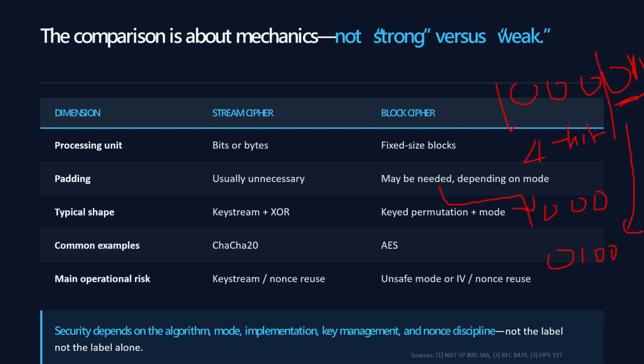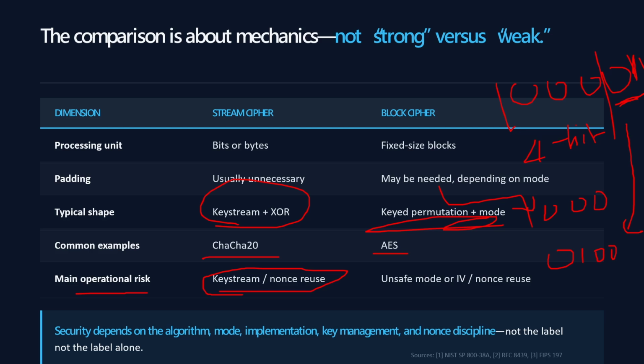And next one is the shape. The key stream plus XOR is what we see when converting to the ciphertext, and here it is key permutation plus the mode. What mode is chosen? A common example is ChaCha20, and here the block cipher is AES. The main operational risk is key stream or nonce reuse.